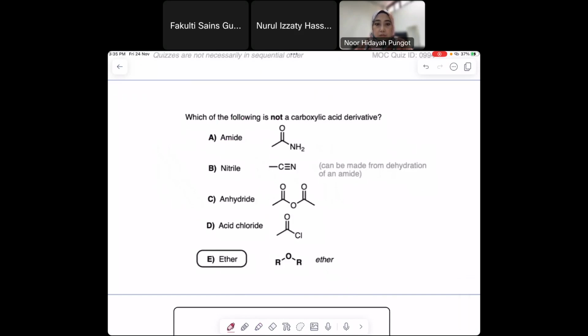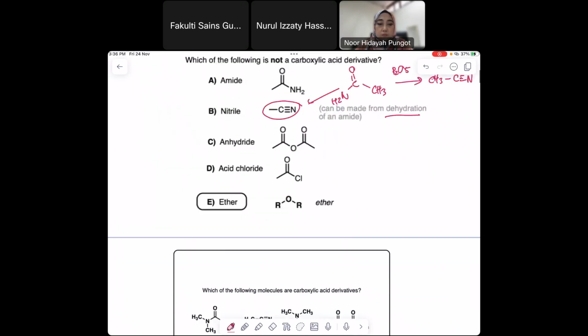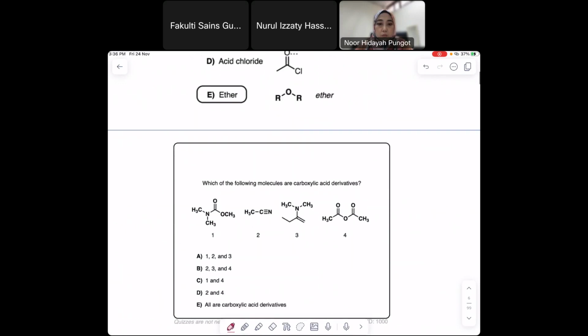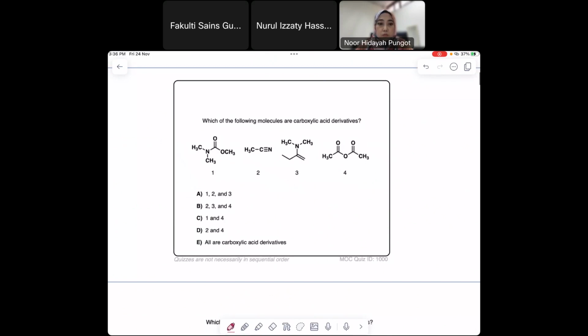So usually nitrile is rarely discussed, but it comes from the dehydration of the amide. So we often dehydrate it to get our nitrile. For the dehydration agent, we often use P2O5. So in this case, the one that is not a carboxylic acid derivative is the ether. So we start slowly because it might be quite difficult.